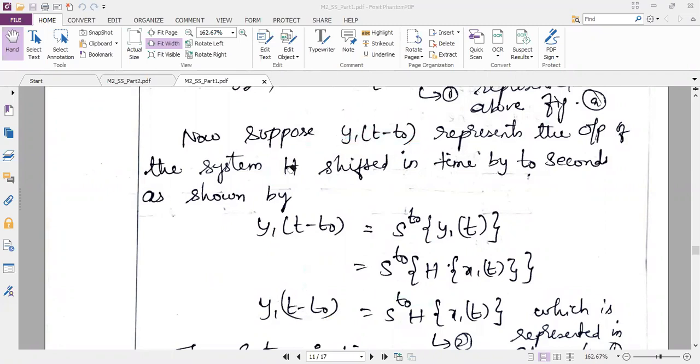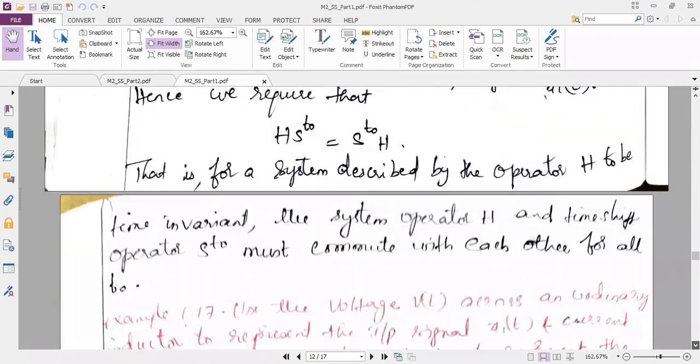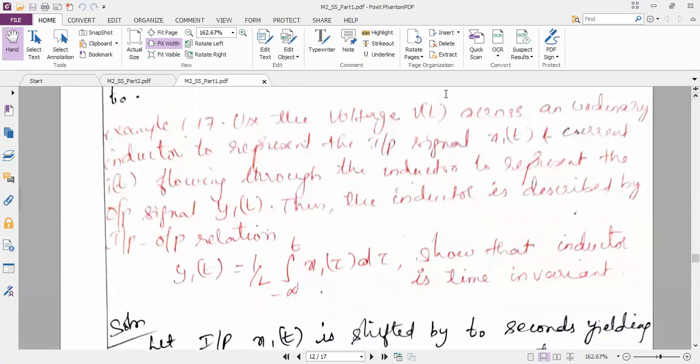So y2 of t, we should prove it as equal to y1 of t minus t naught. So to get y2 of t, we will perform the operation h first and s power t naught next. To get y1 of t minus t naught, we will perform s power t naught operation first followed by h. So with this, we will just start this question. I want you people to just solve along with me.